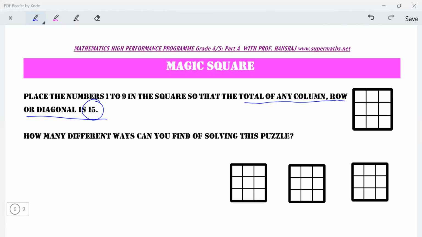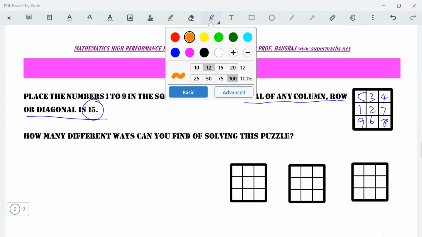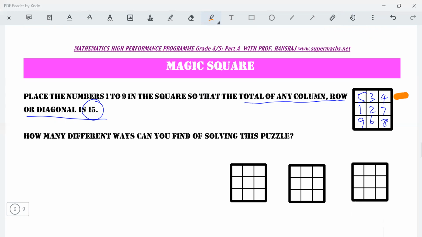So you can place the numbers anyhow you like. 1, 2, 3, 4, 5, 6, 7, 8, 9. And now you find the totals. And let's see if you can get a total of 15. Okay, so how can we get a total of 15? So if I add sideways, 5 plus 3 plus 4, that's 8 plus 4, 12. So that's going to give me 12. 1 plus 2 is 3 plus 7 is 10. 15 plus 8 is 23. So none of these work.